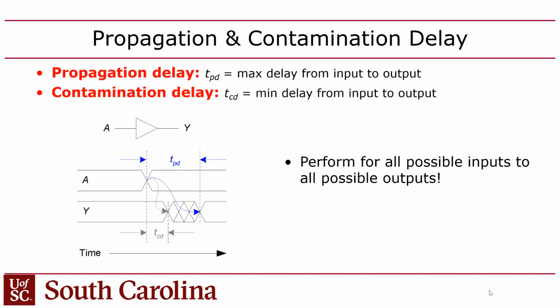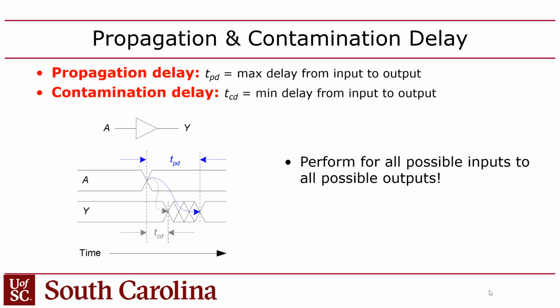Okay, so there's actually two kinds of delays: propagation delay and contamination delay. Propagation delay is the longest amount of time that you'll see between an input changing and the output changing to reflect that change of input. And then there's contamination delay, which is the minimum amount of time where you'll see that change happen. Now, you have to keep in mind that not all changes in input will actually change the output, right? So this is assuming that you're changing the input in a way that does make the output change.